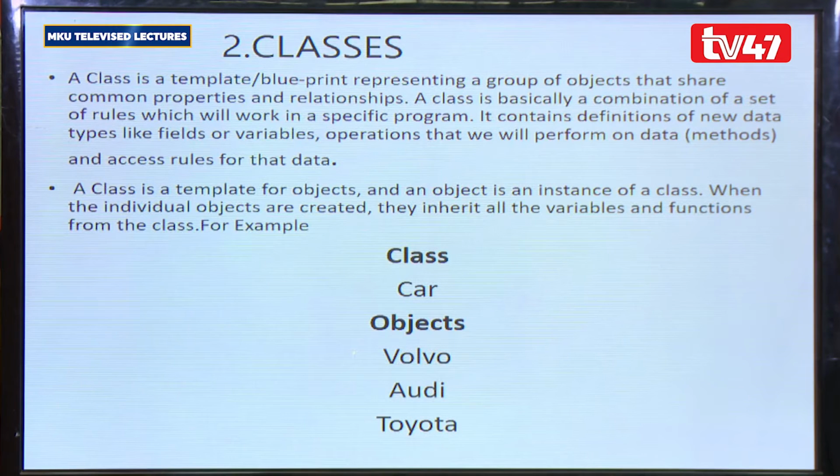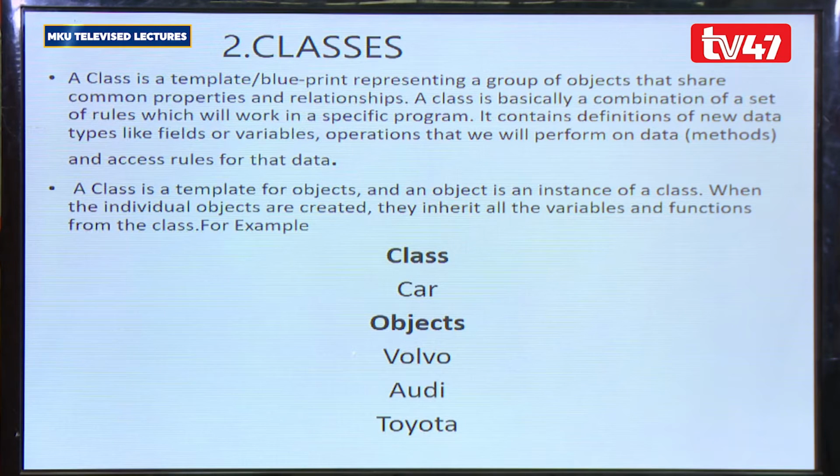We can say that a class is a template or a blueprint representing a group of objects that share common properties and relationships. Again, a class is a combination of a set of rules which will work in a specific program.